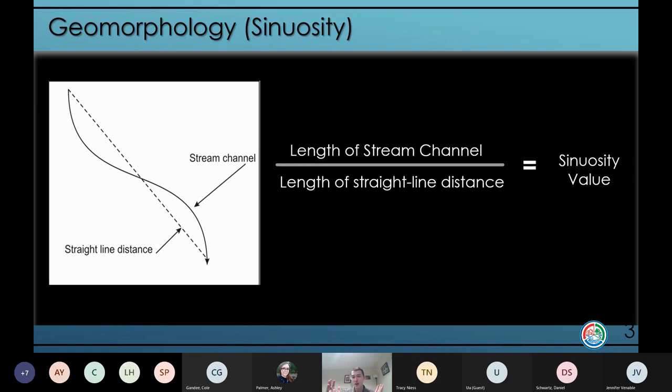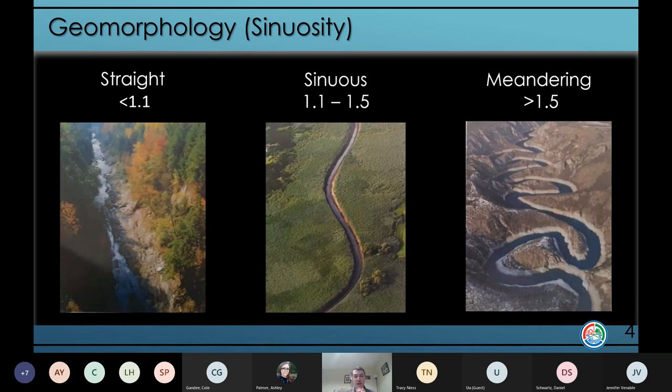Here are just some quick pictures of what those values might look like. We have a straight stream, which is very close to one, so 1.1 or less, so it's almost straight. Sinuous has some turns, but not a ton, and that would have a value of 1.1 to 1.5. Then a very curvy stream is anything above 1.5, like the picture shown there.